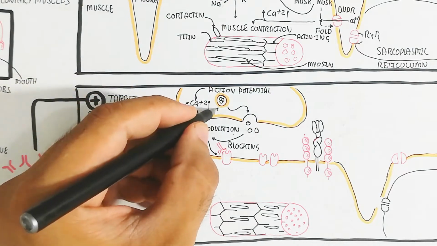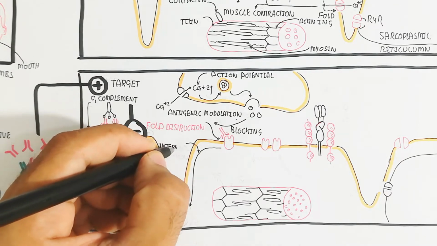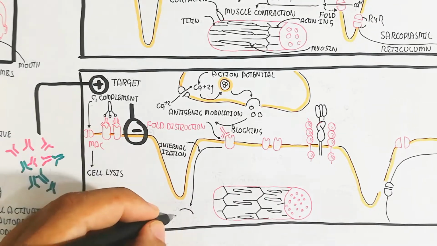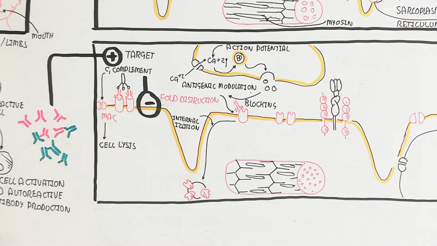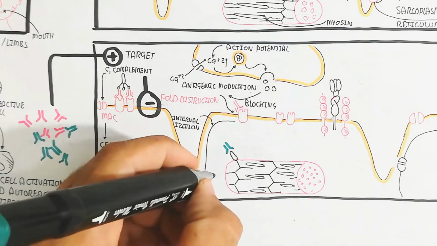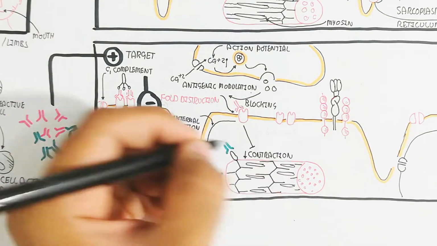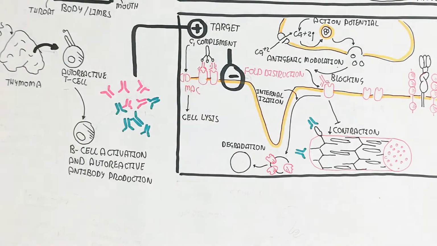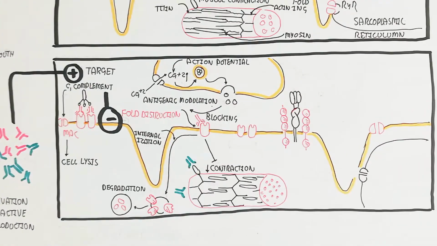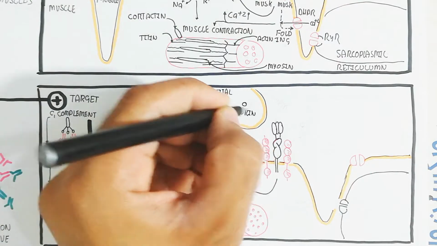Here the action potential will lead to increased calcium influx, leading to exocytosis, but this blocking will not let the acetylcholine bind with the acetylcholine neurotransmitter receptor. So here internalization will occur due to antigenic modulation, moving into the cytoplasm in the form of vesicles, leading to degradation of the acetylcholine receptor. So the contraction will be inhibited due to the blocking of the acetylcholine receptor.